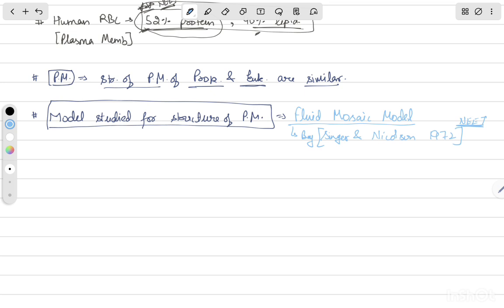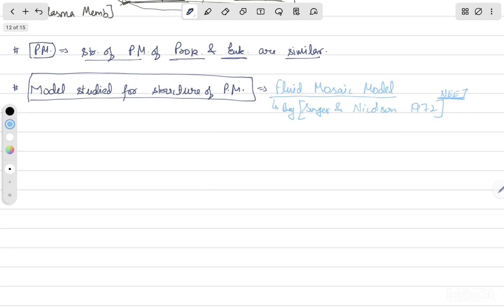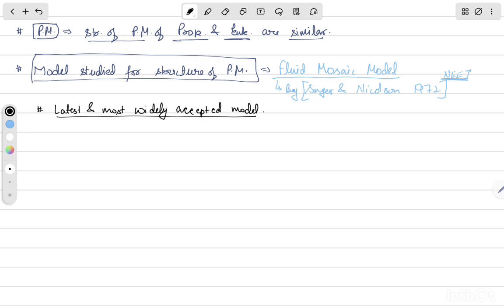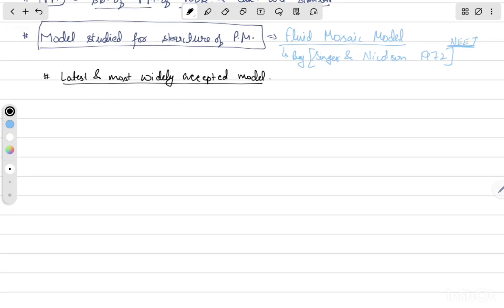It is the latest and most widely accepted model for the structure of the plasma membrane, right? Now, what is the fluid mosaic model and what are the components of the plasma membrane which we will study in the fluid mosaic model? First, we'll draw the structure of the plasma membrane according to the fluid mosaic model.